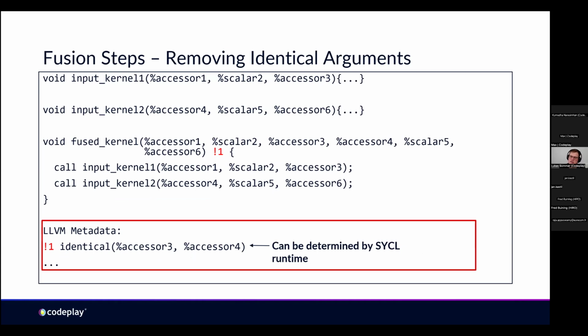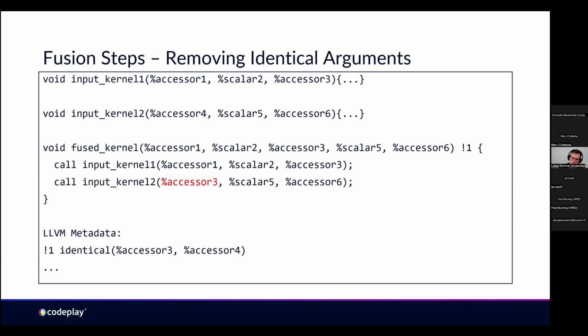Okay. The next step is the SYCL runtime, because it knows all the parameters that you pass in, will be able to figure out if there are identical arguments. So for example, if you pass in accessors to the same buffer with the same parameters as arguments to kernel 1 and as arguments to kernel 2, the SYCL runtime will be able to determine that. And so we'll attach some bit of LLVM metadata that says, okay, the accessor 3 argument and the accessor 4 argument are identical. So what we can then do is we can just remove accessor 4 from the parameter list, and we replace the use of accessor 4 in the call to input kernel 2 with accessor 3 because they're identical. So it's fine to just replace one with the other.